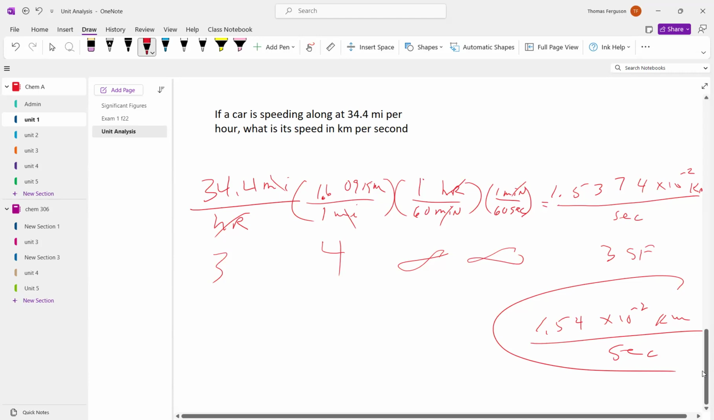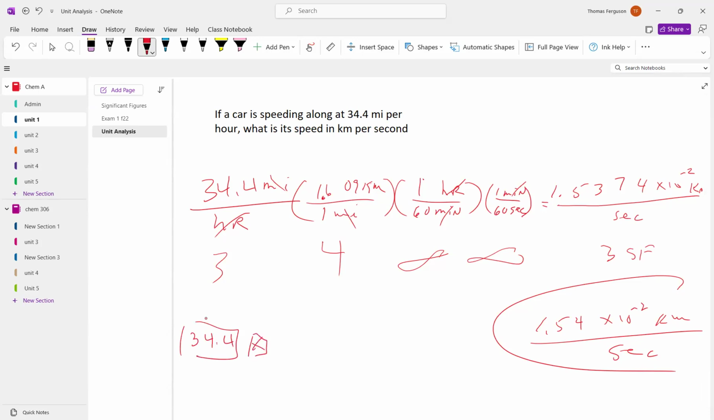Want me to put little boxes down? No. So you're going to go 34.4 times 1.609. And because it's on the top, you hit the times key. Bottom numbers, hit the divide key, and there are two of them, so you're going to divide twice.